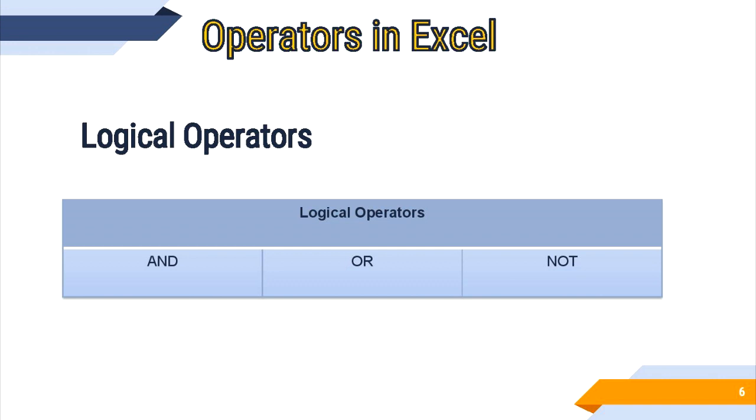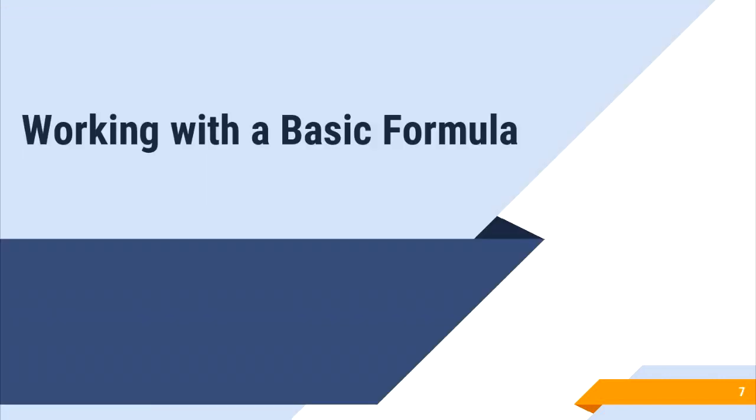The logical operators are used to compare two or more relational expressions. You can see AND, OR, and NOT. They also give the result in true or false. Like the previous operator, this operator also gives you the condition as true or false, working with a basic formula.